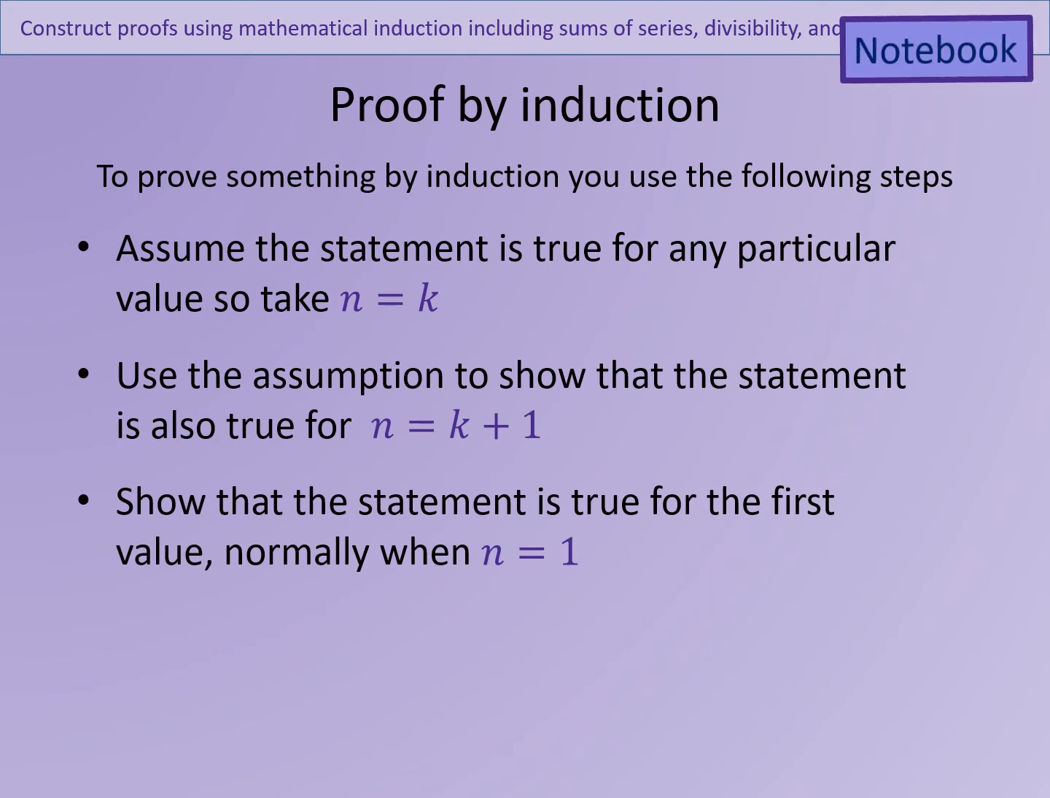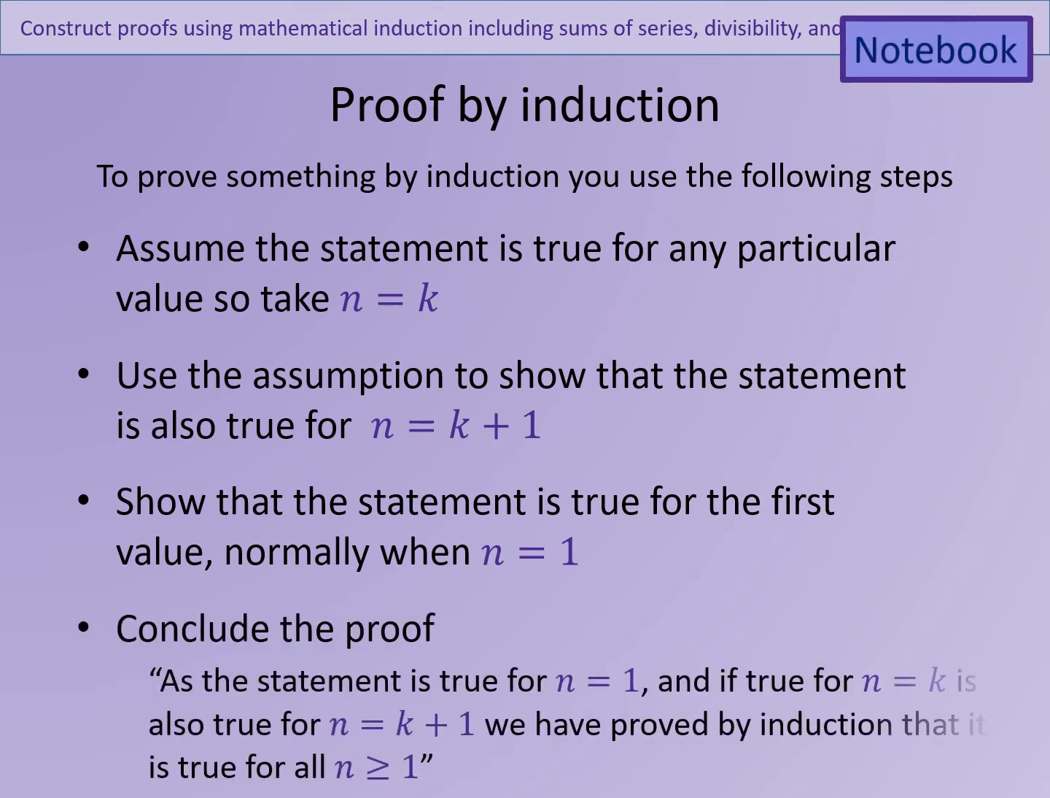We then start the process by substituting in the first number. This is often 1 or sometimes 0. And then we put a conclusion that as the statement is true for n equals 1, and if it's true for n equals k, it will also be true for n equals k plus 1, we can conclude that it's proven by induction that it will be true for all integer n values greater than or equal to 1.